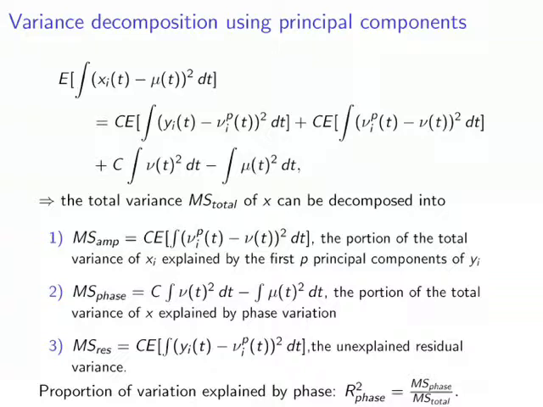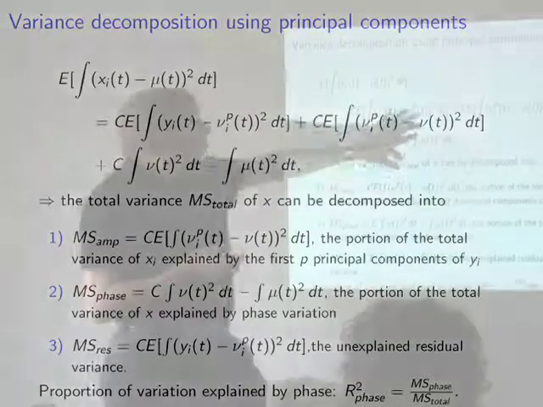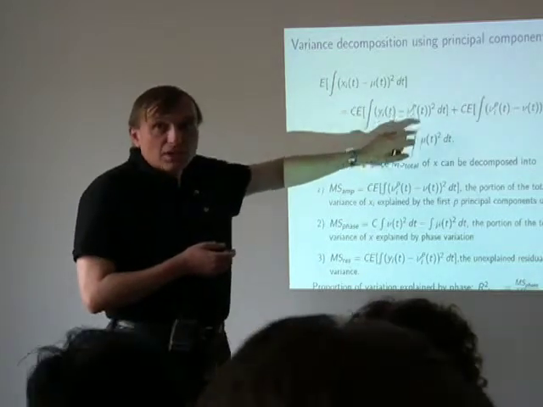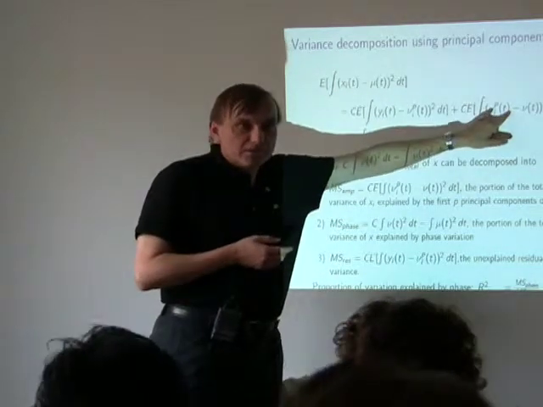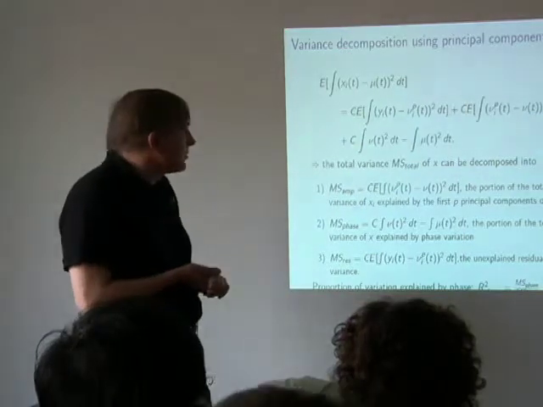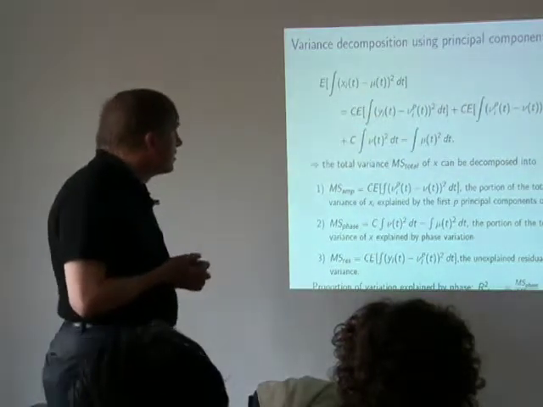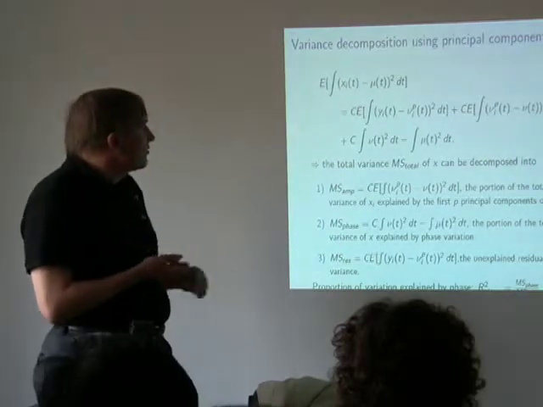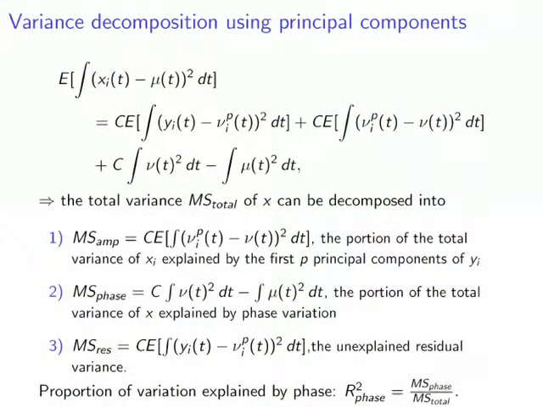And there you get also an alternative variance decomposition. Here, the amplitude variation, the registered curves, you can of course decompose also into the part explained by the first principal components and the part which is the remainder. So you can then say that the total variance of your sample is the amplitude variance explained by the principal components, the phase variation explained by warping functions, and that of the rest.